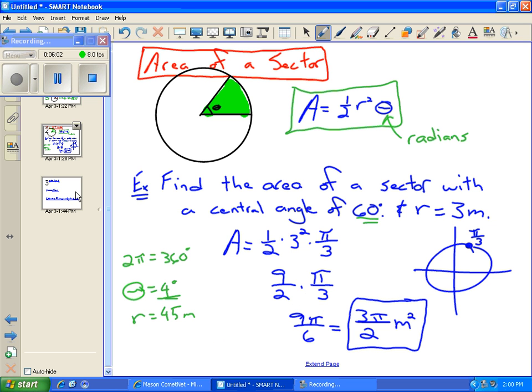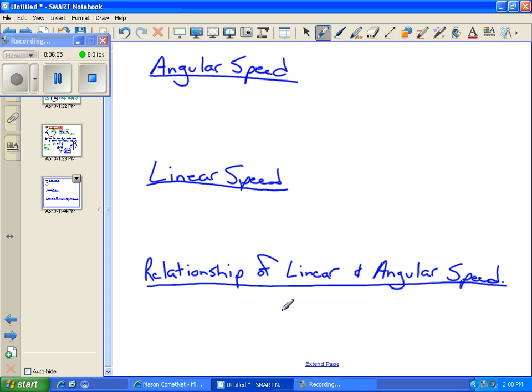Okay, one last thing here. Trying to move along, get this done in under 10 minutes. Angular speed, linear speed, and the relationship between the two. When we're talking about angular speed, we're going to be talking about revolutions per minute or revolutions per second. So if I'm talking about angular speed, I might say the tire's spinning 125 revolutions per second. Okay, and you can convert that into an angle.